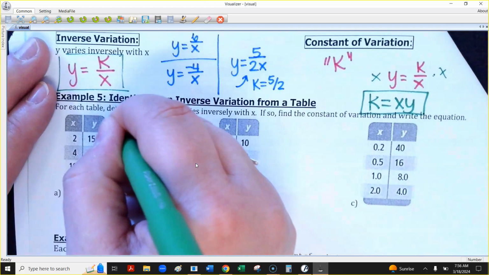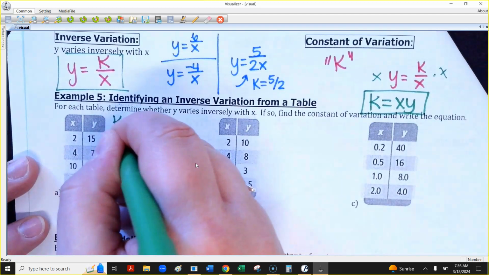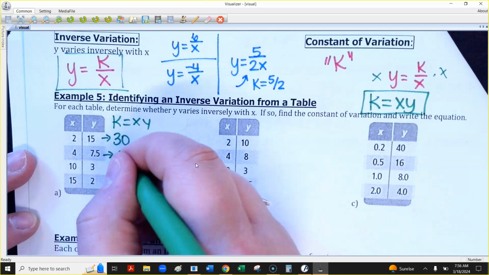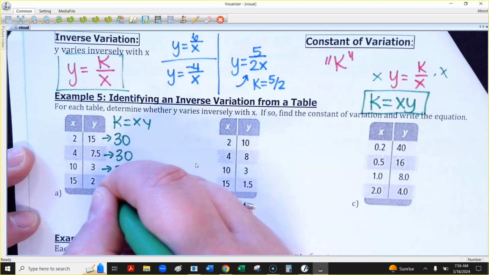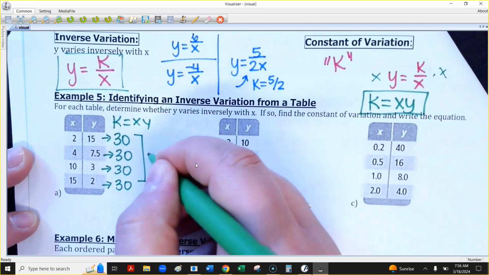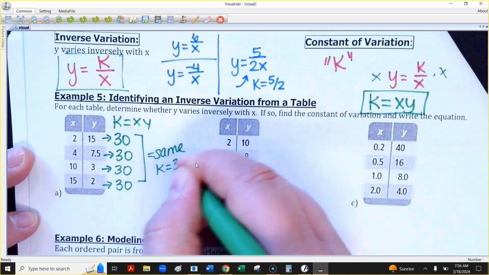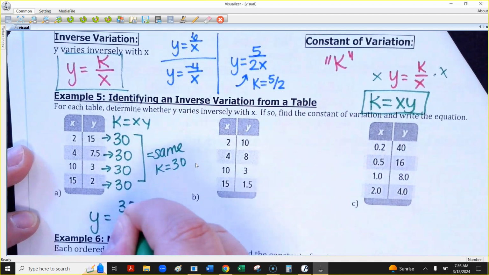So k has to be x times y for all the points. So if I do 2 times 15, 30. 4 times 7.5, I should grab my calculator, but I'm pretty sure that's 30. 10 times 3, 30. 15 times 2, 30. As long as they're all the same, then that's going to be your k value. To write an equation here, you're just going to put that number over x.